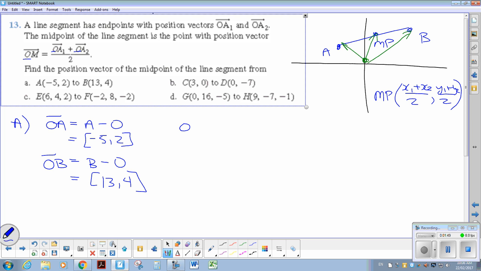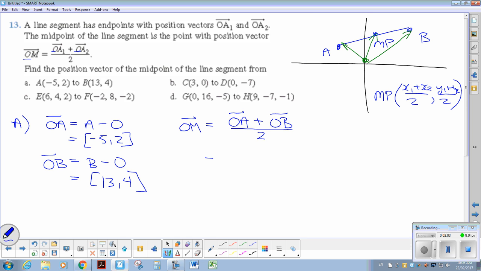The formula itself: the vector OM equals our OA vector plus our OB vector, divided by 2. Remember, vectors follow our algebra rules, so you can just do exactly as it says. I'll do all the steps here for people that were unsure the first time. We're going to add those two vectors together, and then when we're done, divide the vector in half.